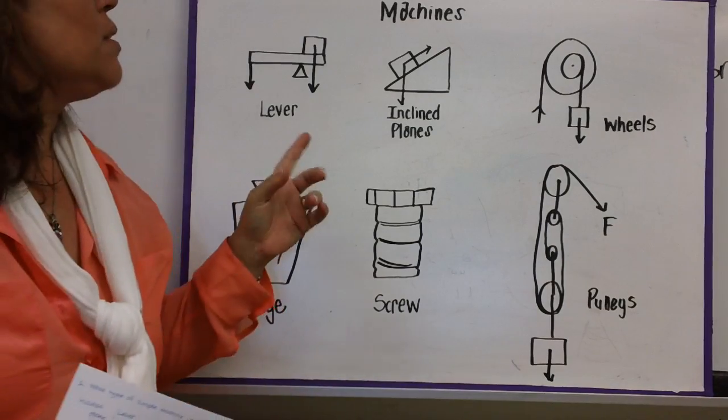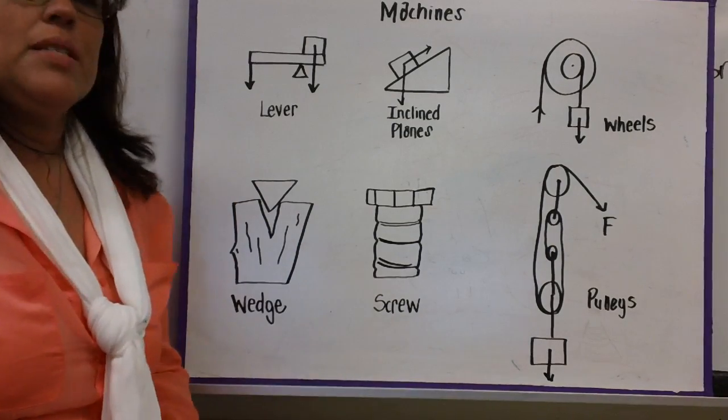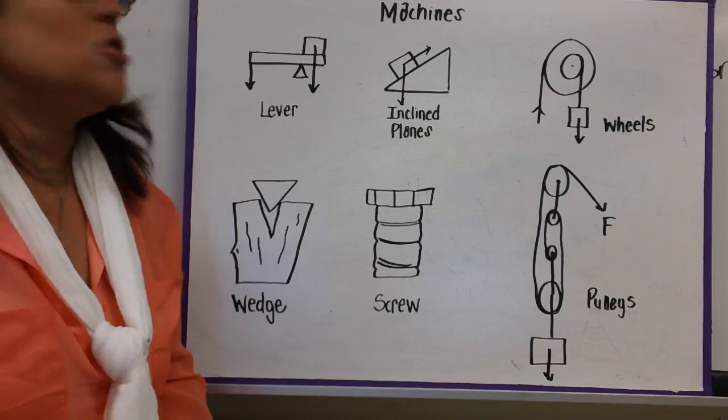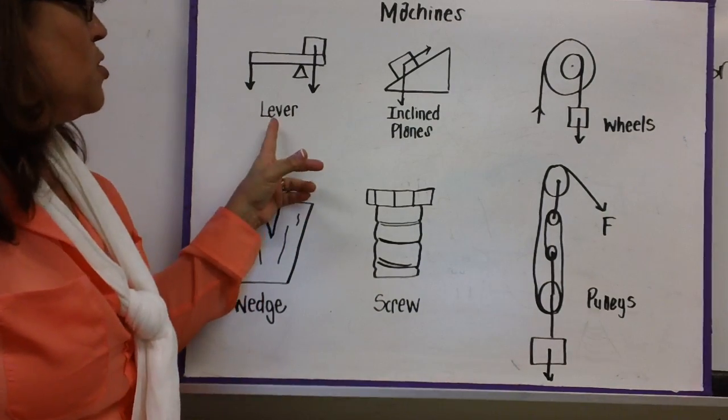Okay, today we're going to be talking about machines. We're going to be simplifying them into 6 main types of what we call simple machines. So one of the simple machines is a lever.